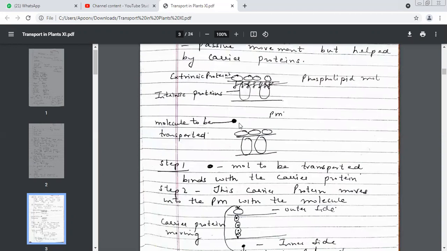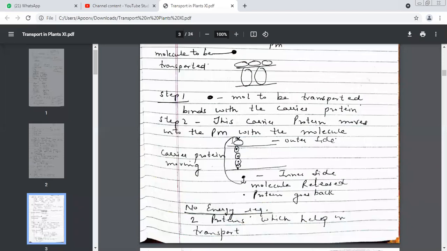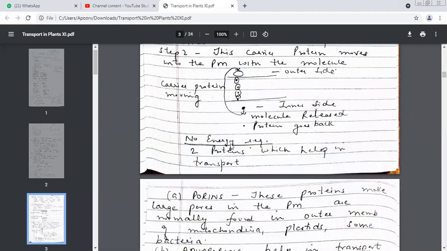The molecule to be transported, this one was combined. And now it has come from here to here to here to here, and the molecule has reached the inner side. What is happening to the carrier protein? It goes back to its original position. Please remember that this carrier protein is moving. It is moving back from here and it is coming to its original position. No energy is required. So that is why this is called a passive process.